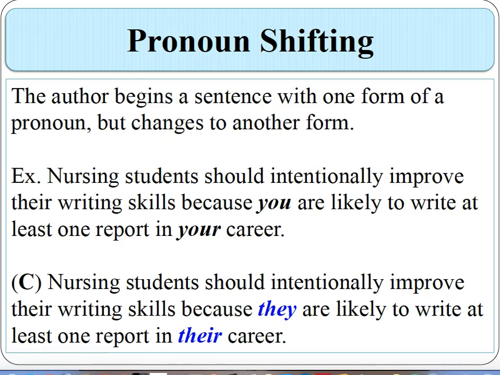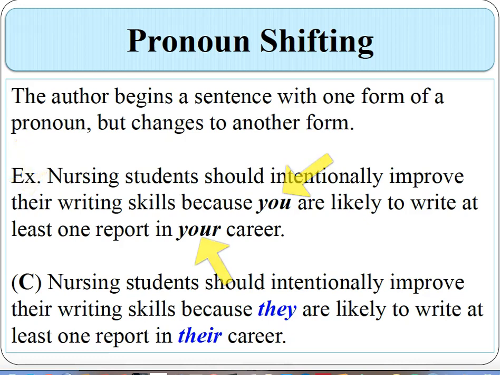Now on to pronoun shifting. Pronoun shifting occurs when an author begins a sentence using one form of a pronoun but changes to another. Let's look at the following example. Nursing students should intentionally improve their writing skills because you are likely to write at least one report in your career. Do you notice the shift from their to you and your?